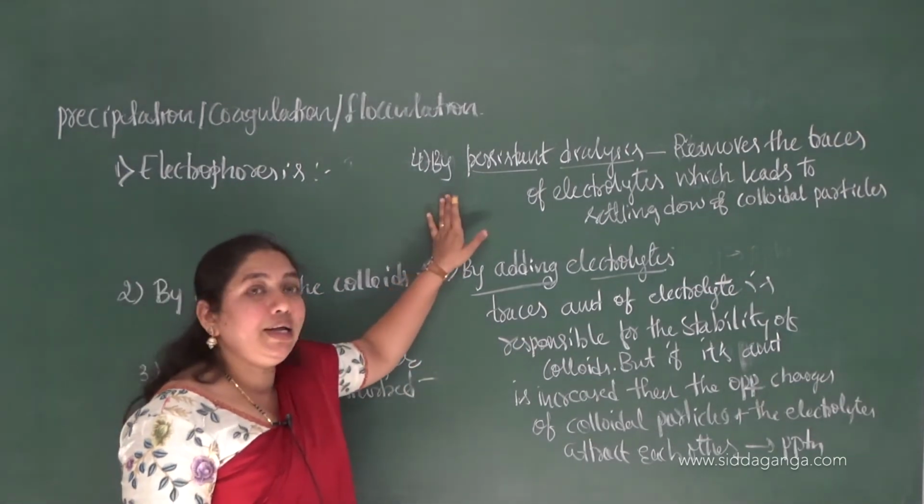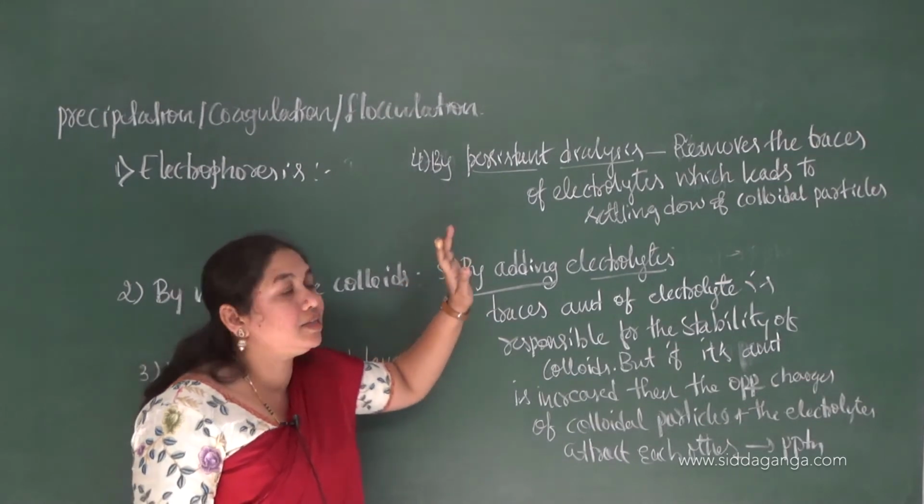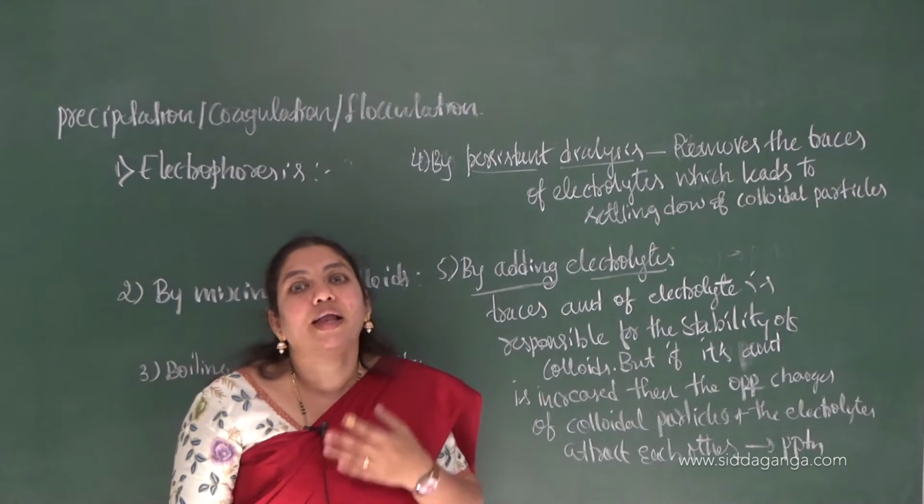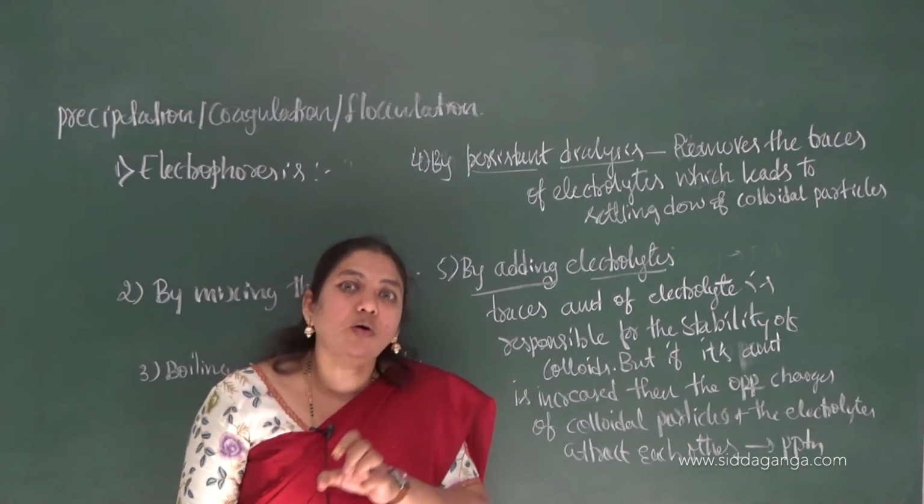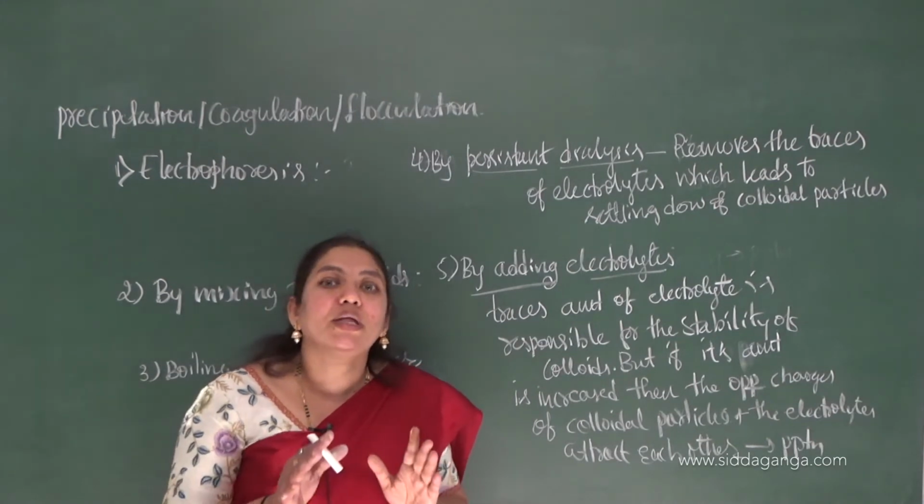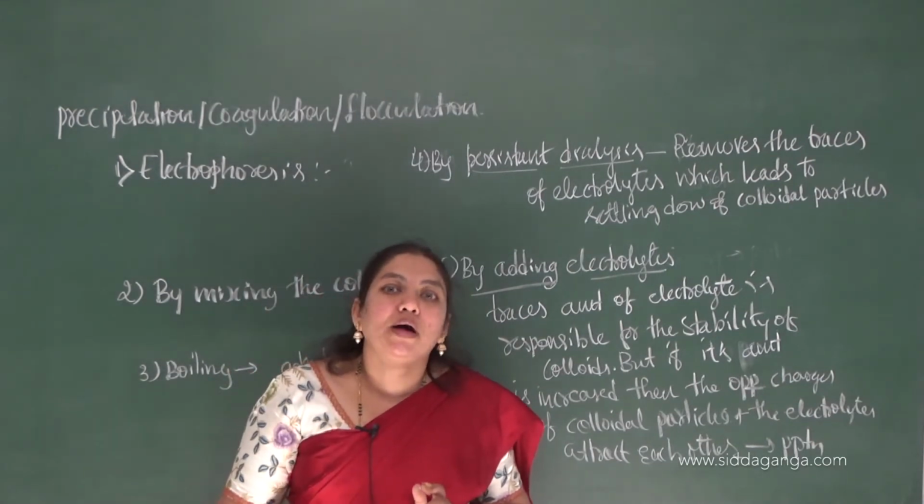So one more point is persistent dialysis. In case of dialysis, the crystalloids, or you can say the electrolytes associated with the colloidal particles, are removed by using a suitable membrane, that may be parchment paper also.